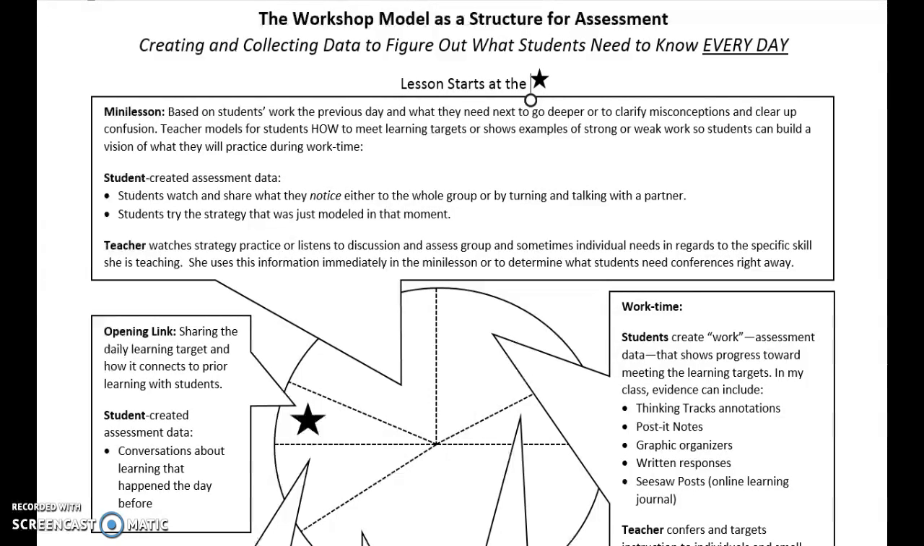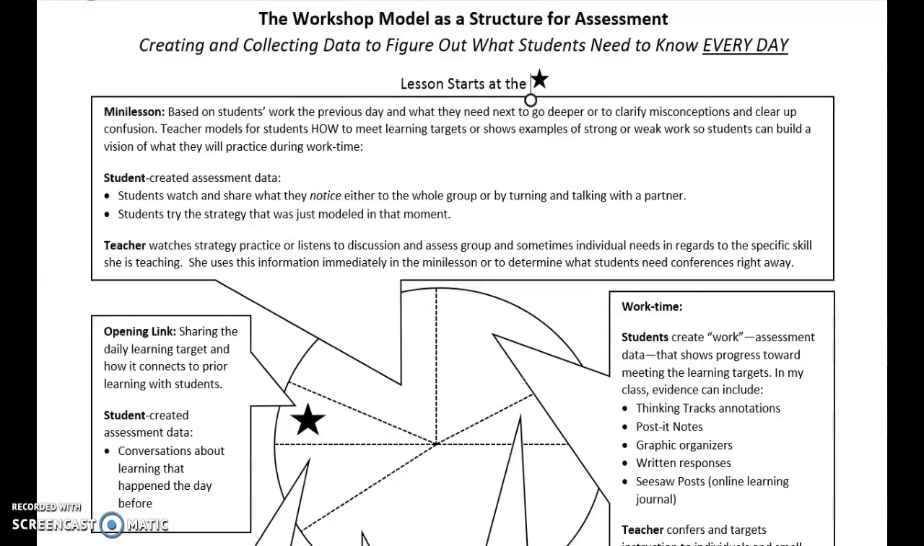Once the opening link is complete, we move into the mini lesson. In the mini lesson, I'm really showing how. Whether I'm modeling for students what I want them to practice, or we're looking at strong examples of student work or maybe some weak examples of work, I'm helping the students build a vision of what they will need to practice during the work time.